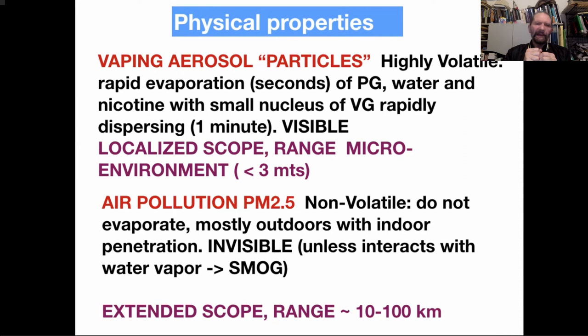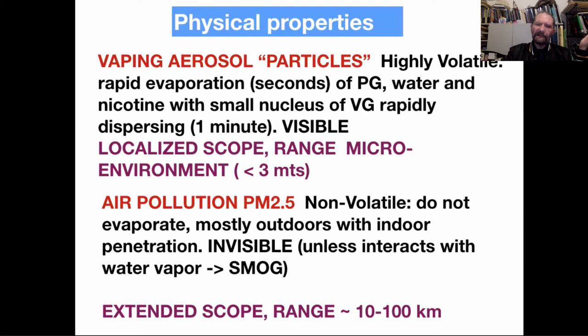Now, air pollution, on the other hand, is not visible. It becomes visible if it interacts with water vapor or other volatile gases, and then we have what is called smog. Smog is not really smoke, but these particles of air pollution interacting with fog, and then we see it. This is when we see the pollution. But typically it's not visible, and it has a very wide extension, right?